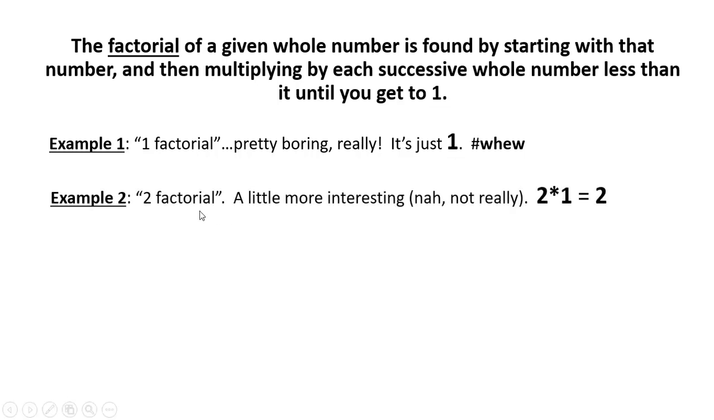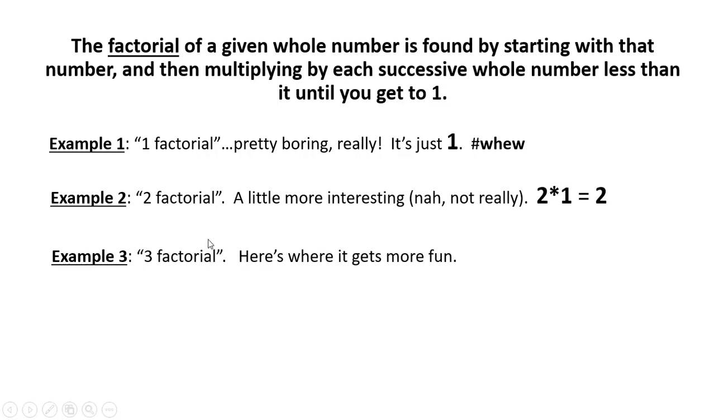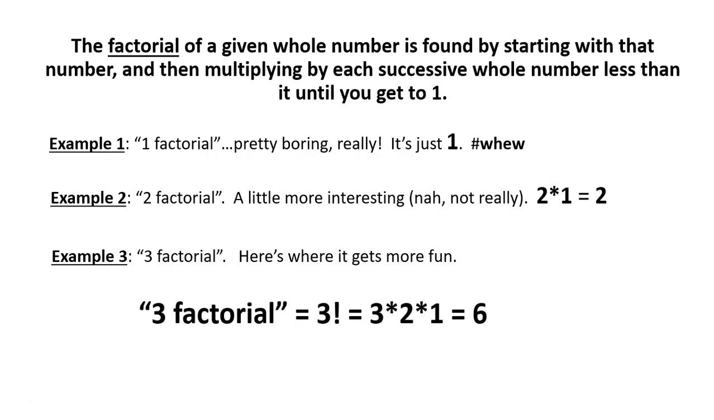2 factorial starts with 2 and then multiplies by every successive whole number less than it, which is just 1. So it's 2 times 1, which is 2. You're going to start recognizing this math from the work we did on the chalkboard here. So 2 times 1 is 2. Okay. 3 factorial. Now we actually start to see some math happening that's more than just what we can envision in our minds. Here's what it looks like.